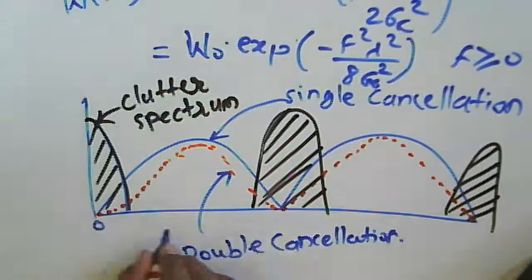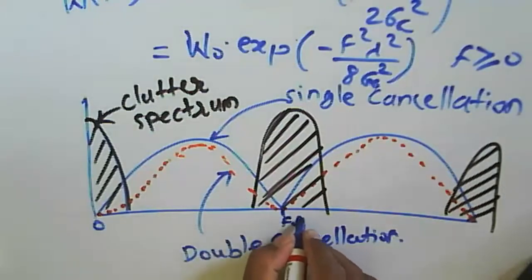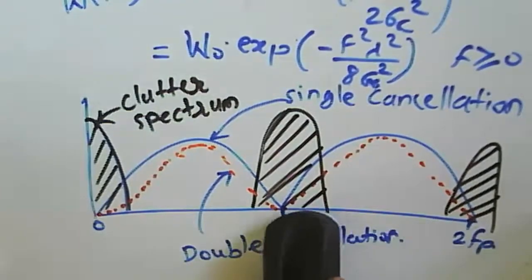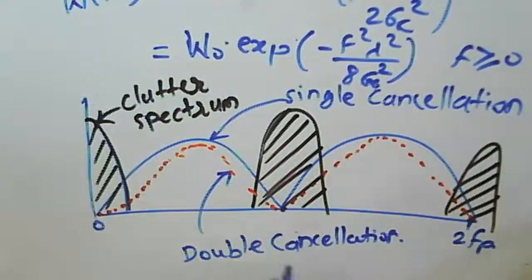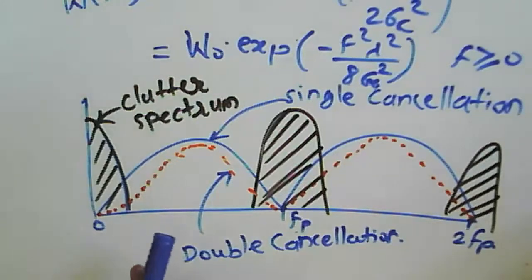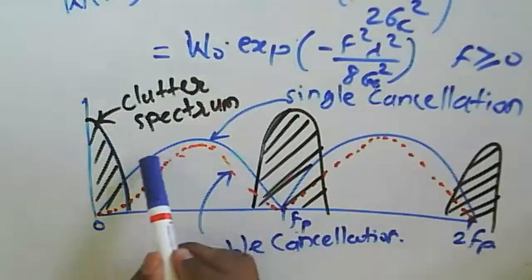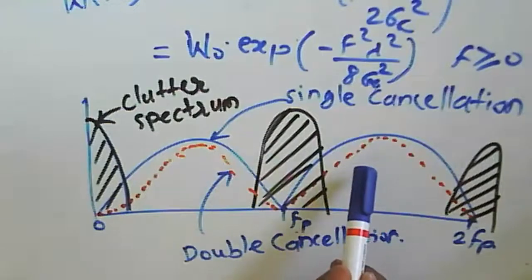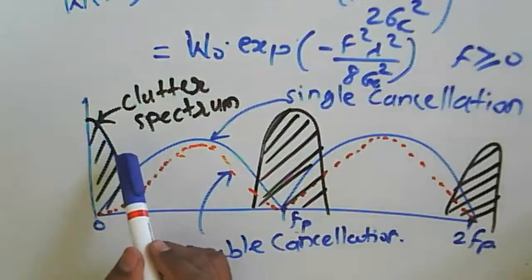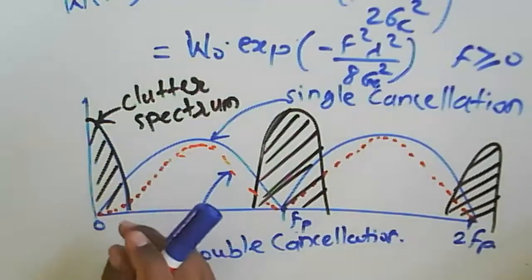This one is about the frequency. You can say FP, then twice FP. Now this one is the frequency response of a single delay line canceller. This is the single delay line canceller, seen through the blue line, the double cancellation is the red, and this one, the black, is the clutter frequency, the clutter spectrum.